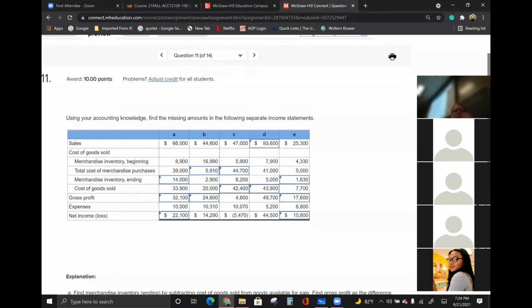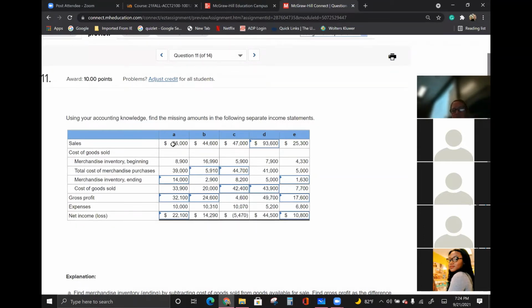Okay. So this one wants you to fill in the missing amounts. It's got an income statement format. It's listing out sales. All of the ones that are in blue, when you bring up your homework, will be blank, and you're going to have to calculate to get into that. So let's look at this first column.